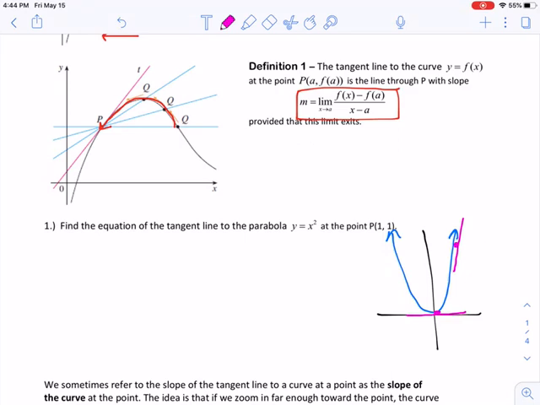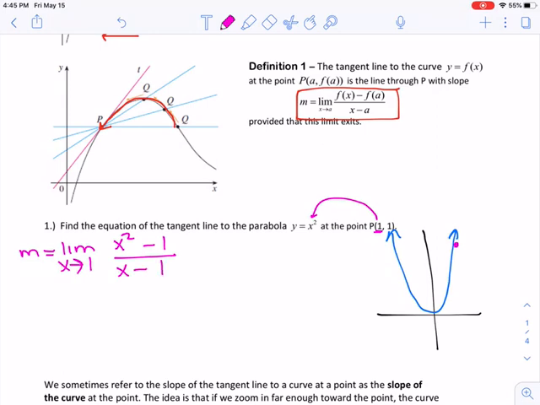So in order to find the slope of my tangent line at any particular point, we're going to find our slope by taking the limit as x approaches a. a is the x-coordinate of my point. And we're going to take f of x, so x squared, minus f of a, so if I plug 1 into my equation, 1 squared is 1, all over x minus 1.